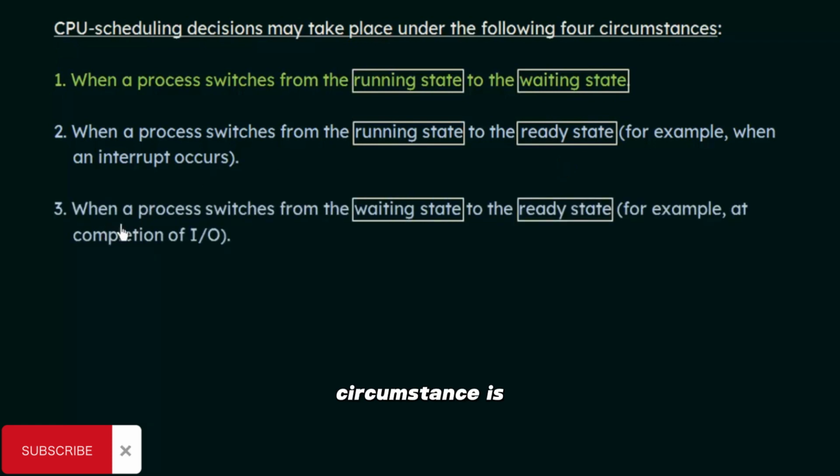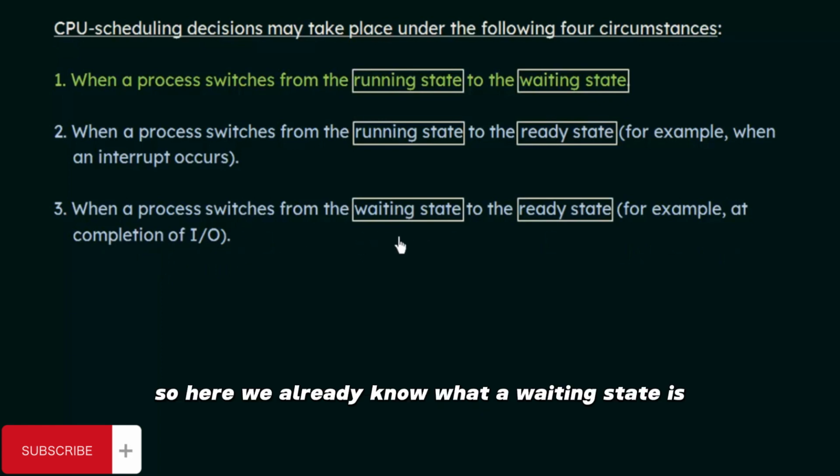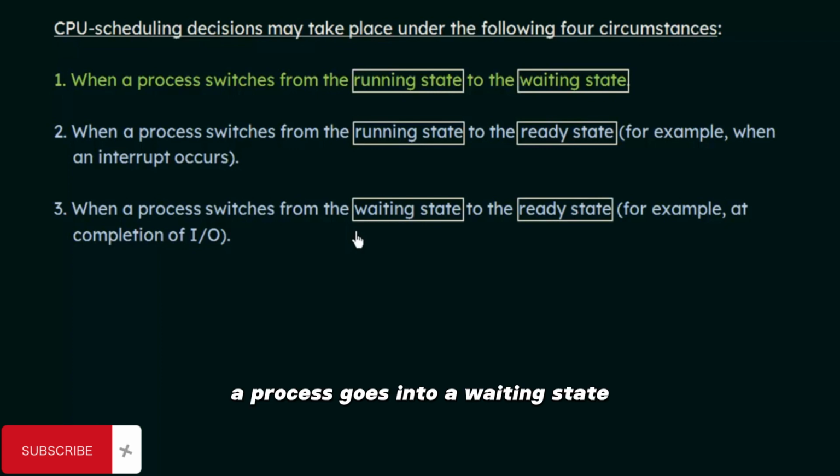The third circumstance is when a process switches from the waiting state to the ready state, for example, at the completion of an input-output request. Here we already know what a waiting state is. A process goes into a waiting state when it has some I/O request to be completed. We have already discussed that when we studied CPU burst and I/O burst in the previous lecture. So when a process is waiting for some I/O to be completed, it is in a waiting state. And once the I/O request has been completed, it has to continue its execution. So the process will again go to the ready state. That means it is ready to continue its execution and wants the CPU. So this is another circumstance, and even at this circumstance, a CPU scheduling decision may take place.